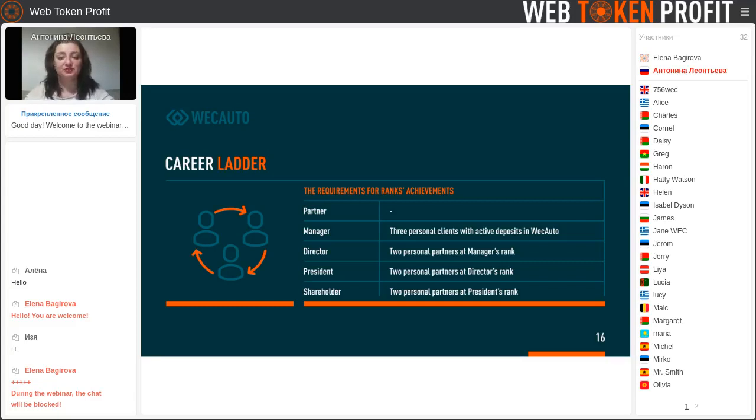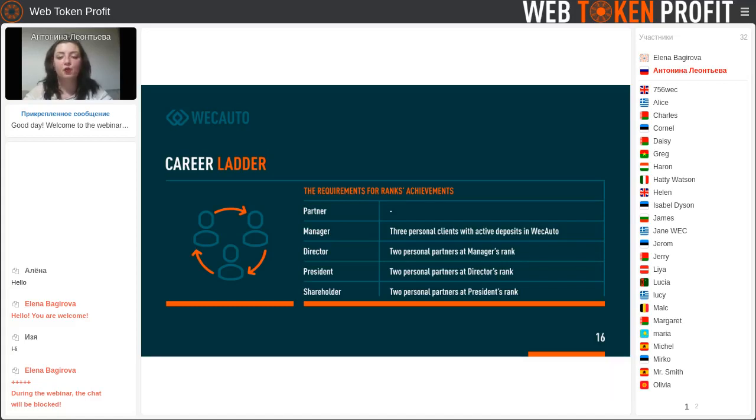Once again, about ranks. Here we should see that we have 5 ranks, and the rank system is closely tied to the cost of the license. Once again, about the license. Remember, everyone who joined the WECAuto project and made a deposit is assigned the first rank, partner. The license must be at least $50. Next, the second rank, manager.